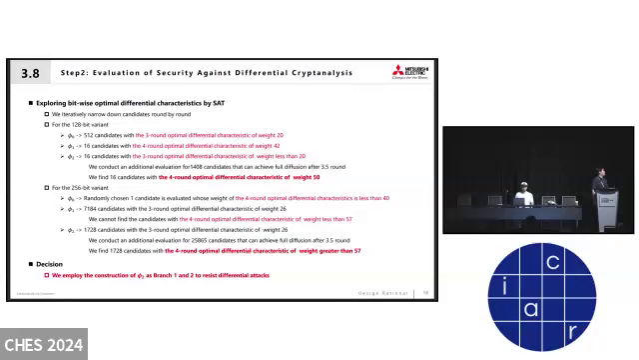Then we evaluate the security against differential attacks regarding the candidates passing step 1. Oh, this slide is so busy. In short, we found that the candidates in the class of phi2 are the best regarding the security against differential cryptanalysis for both 128-bit and 256-bit variants. So we decided to employ the candidates of phi2 as branch 1 and branch 2 to resist differential attacks in both Greyhawk 128 and Greyhawk 256.